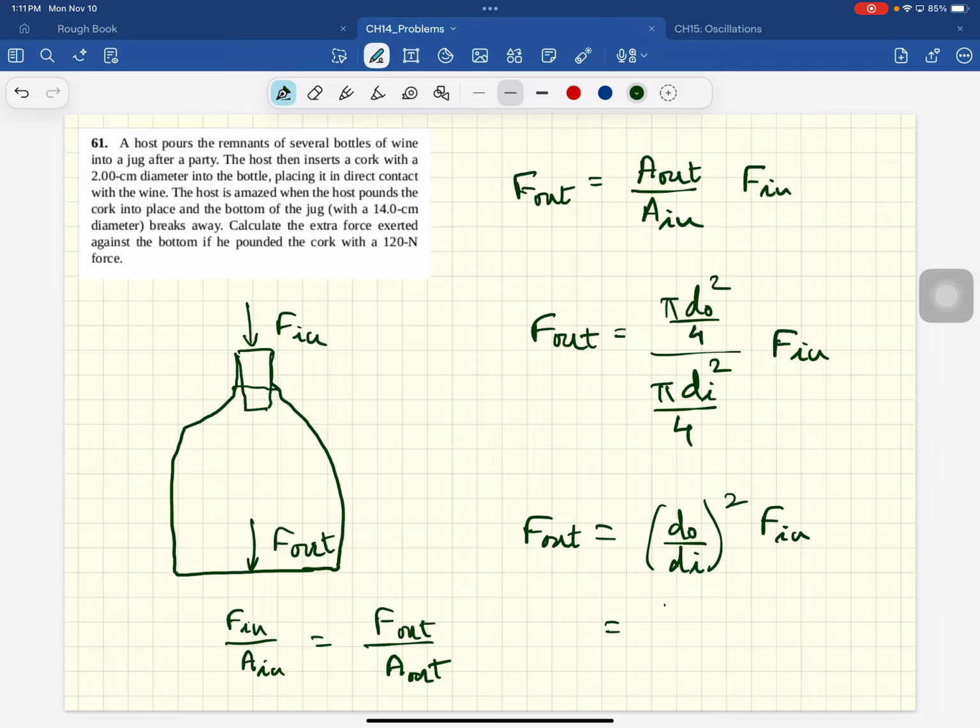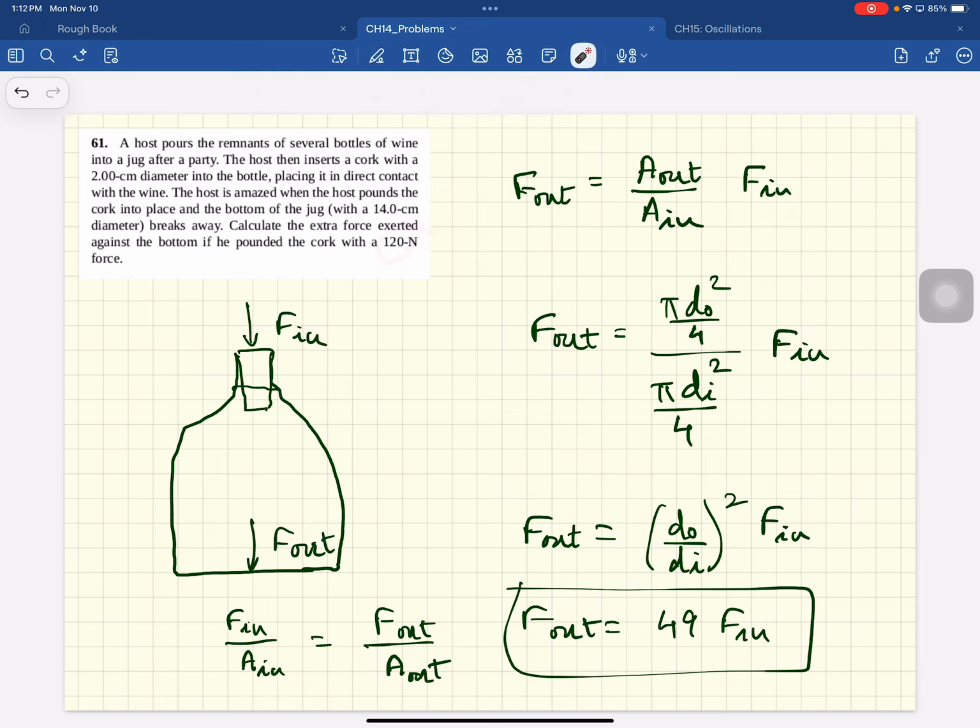Okay, so 14/2 squared. So 14 divided by 2 is 7. 7 squared is 49. So you're getting roughly a 50 times multiplication of the force, by a factor of 50. So the input force is 120 newtons, and the output force will be 6,000 newtons. That'll be enough to separate the bottom of the glass from its joint.